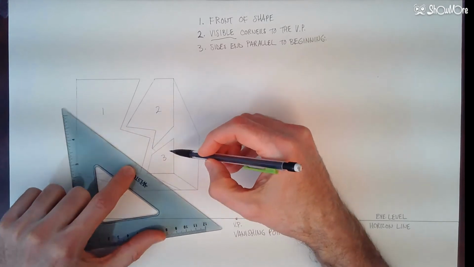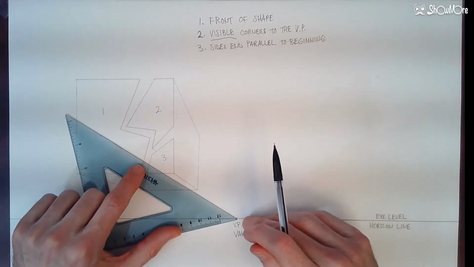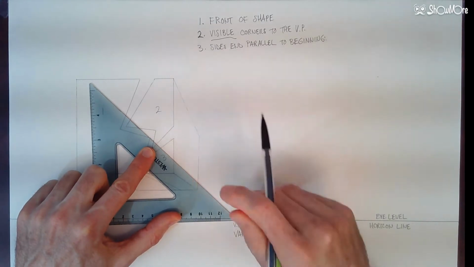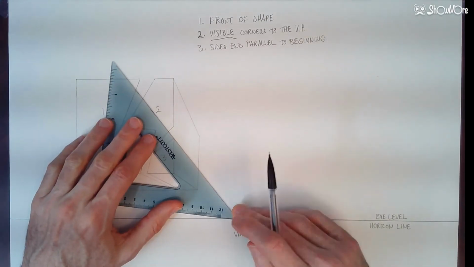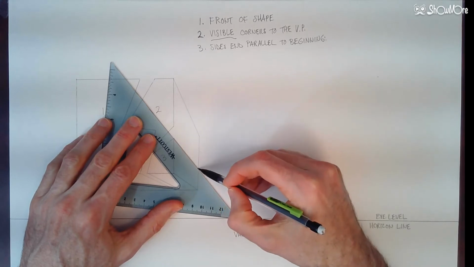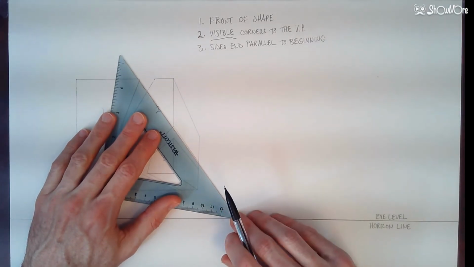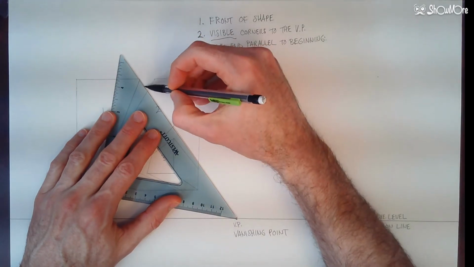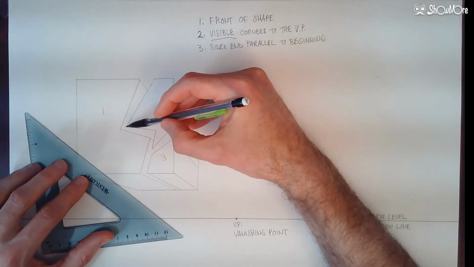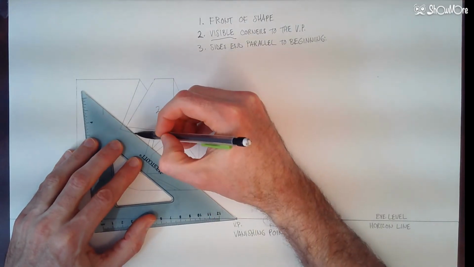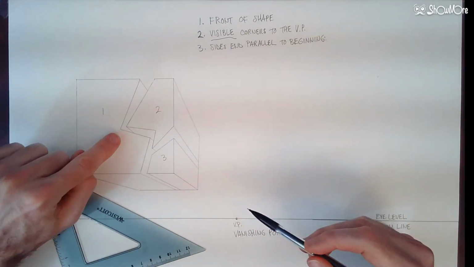Notice it goes behind shape 3 right there, so I just stop it right there. This one goes behind shape 2. That corner goes all the way to the back. This corner goes all the way to the back. This corner up here goes behind shape 2, and then this corner goes behind shape 1, and I can't see that one.